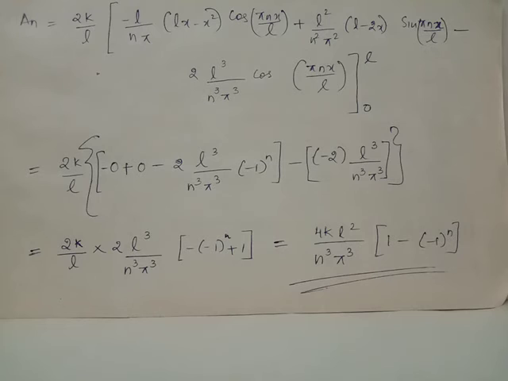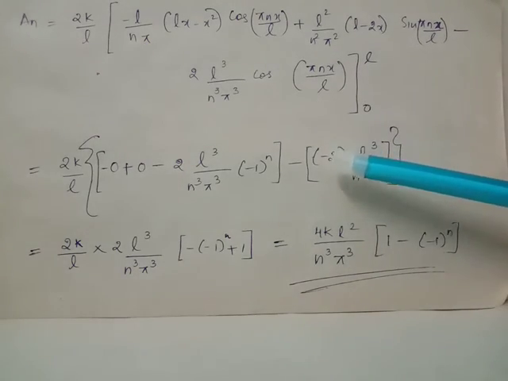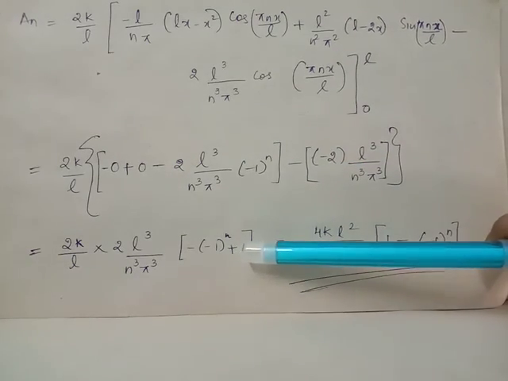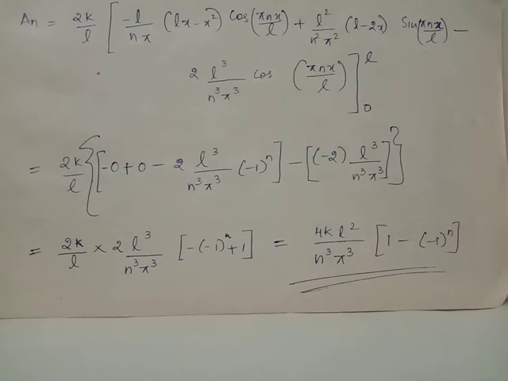Thus we have an obtained as 2k by L multiplied to 2L cube by n cube pi cube multiplied to (1 minus (minus 1) the whole raised to n). This is because negative into negative becomes positive, and that is how we get a positive sign here. Thus the final expression obtained for an is 4kL square by n cube pi cube multiplied to (1 minus (minus 1) the whole raised to n).